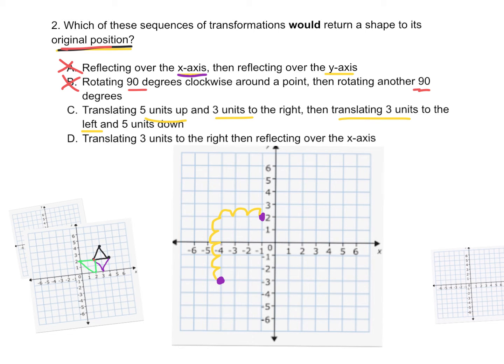And then we kind of reverse it. We're going to go 3 to the left, so we're going to go back 1, 2, 3, and then down 5: 1, 2, 3, 4, 5. And I'm back where I started from. So this is the correct answer.